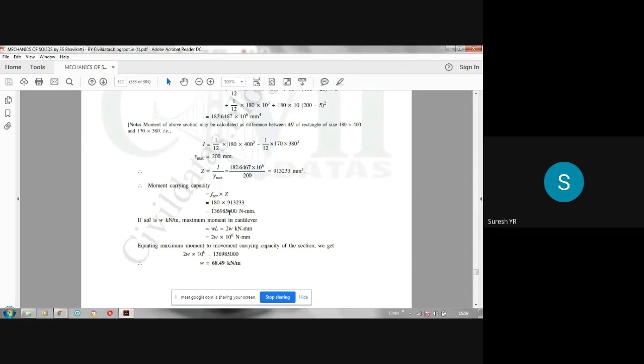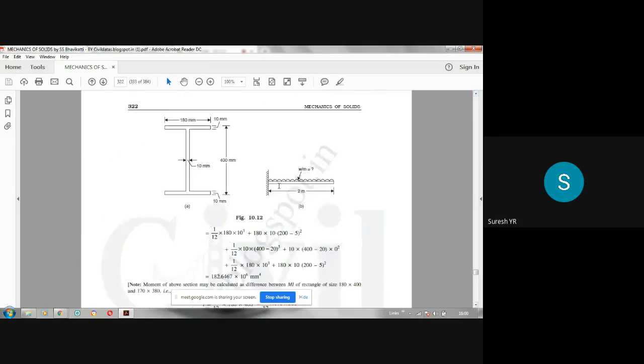If you get, you may get this much. I think. Okay. You'll get this much. 150 into, printing mistake is there, 150 into this. So you'll be getting moment carrying capacity this much. Now suppose what he has asked, he has asked what is the maximum UDL that can be applied on the cantilever, so that it will not fail.